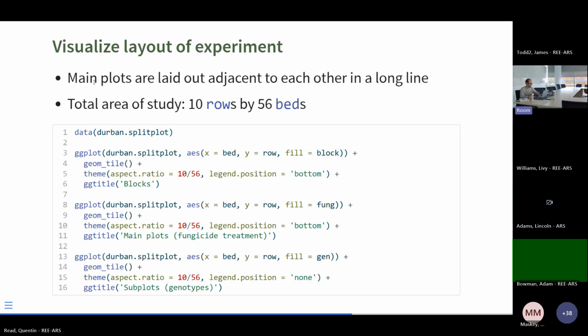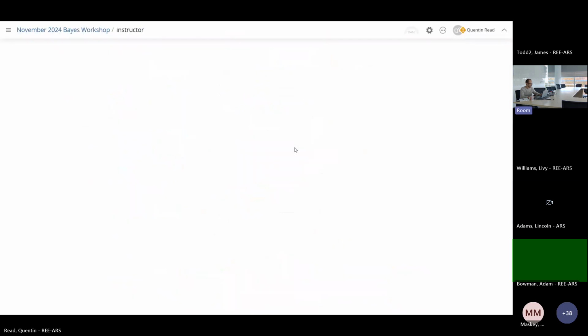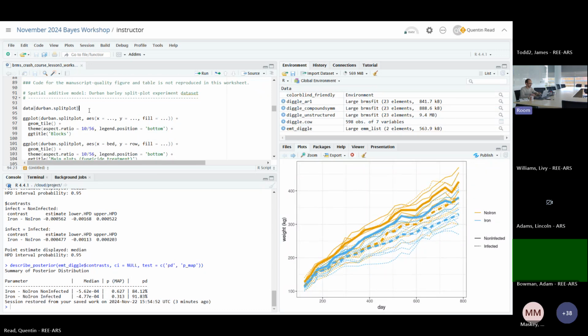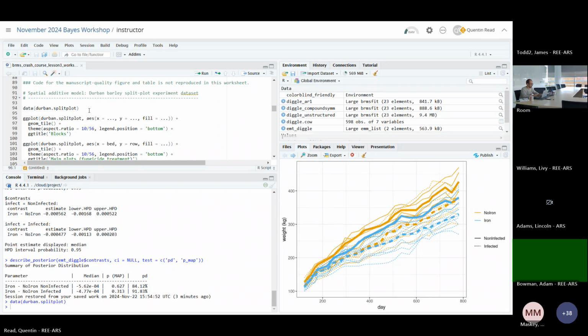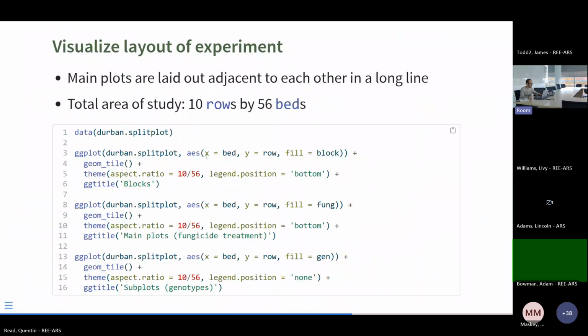So let's take a look at the field map by making some plots of the data. Once it loads up. Okay, so we'll load the data using the data function.